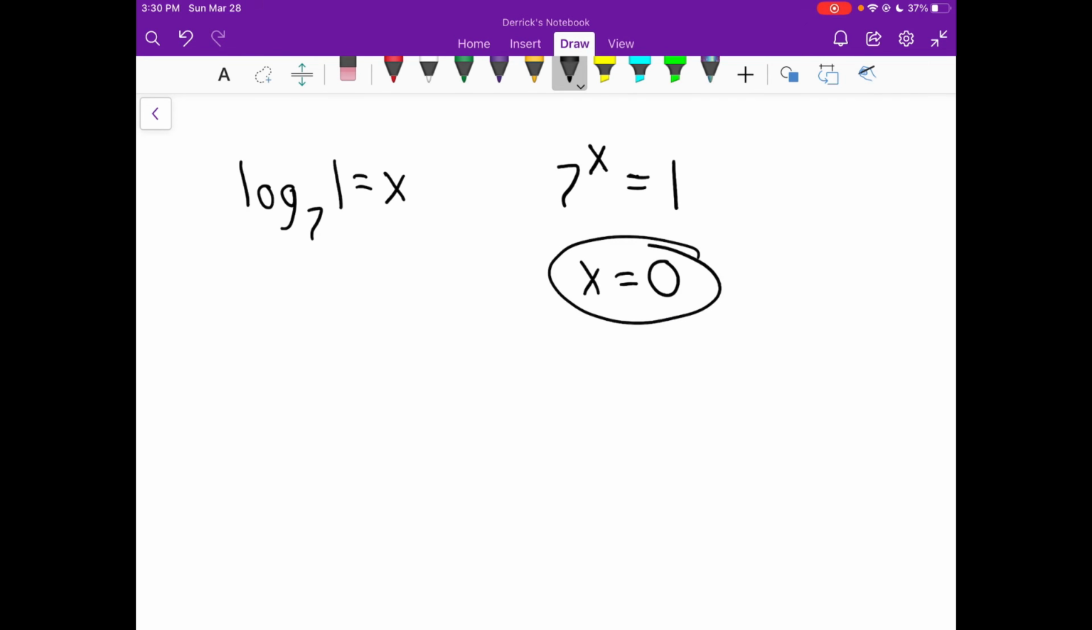But more importantly, what I really want you to understand with that is if any base to the 0 power equals 1, then that means anytime I am taking the log of 1, you can pick any base you could possibly imagine for your log, and your answer is still always going to be 0. Log of 1, no matter what the base is, will always be 0.